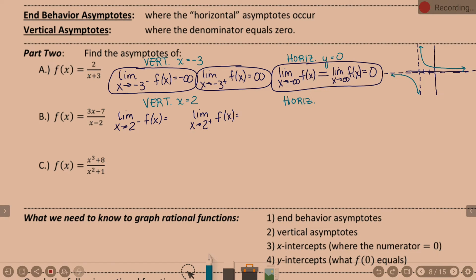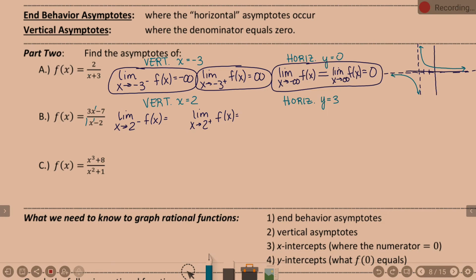Here my powers are the same, right? Highest power on top is x to the first. Highest power on bottom is x to the first. If your powers match, you're using the coefficients from those powers. So that means my coefficients are 3 and 1. 3 over 1 is 3. So we have a horizontal asymptote at y equals 3. Now, technically, without even graphing this, you can write your limits, and you can answer your limits on the horizontal.